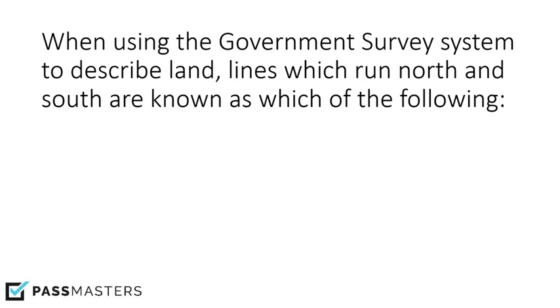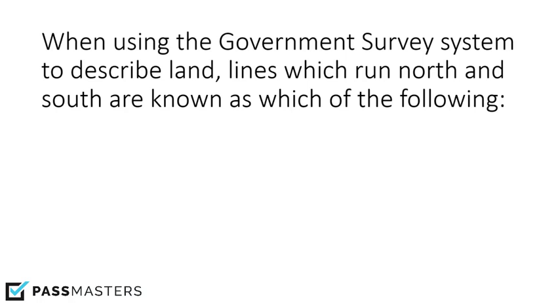When using the government survey system to describe land, lines which run north and south are known as which of the following? So we first off need to mention that the government survey system is also known as the geodetic survey system or the rectangular survey system. So it's kind of some synonymous terms there you need to know for your exam.